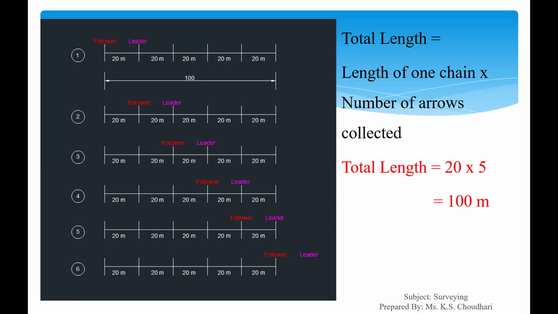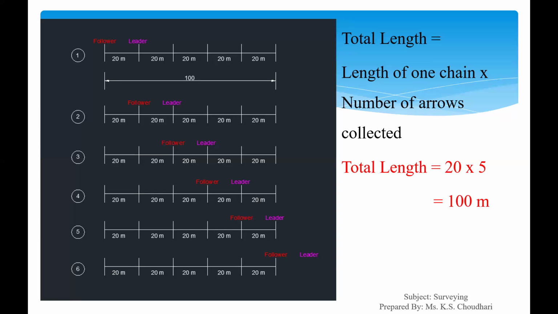Now, how to measure the distance with the help of chain, we will study in this slide. For this, first of all, observe the diagram carefully. If you want to measure the distance of 100 meter, and we know that our chain is of 20 meter and 30 meter. Assume that we are using the 20 meter chain, and with the help of this 20 meter chain, we have to measure the 100 meter distance. Then, we have to follow the following procedure. Now, listen to what I'm saying and observe the diagram simultaneously.